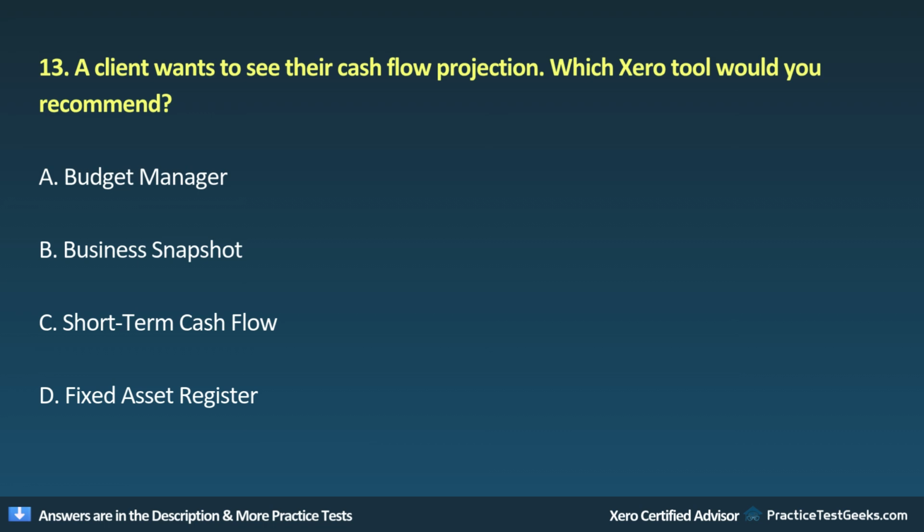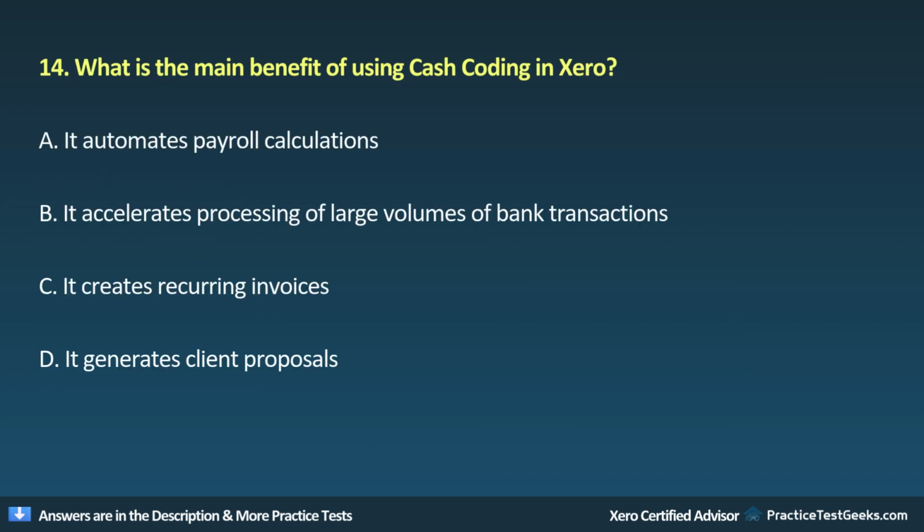Which Xero tool would you recommend? A. Budget Manager. B. Business Snapshot. C. Short-term cash flow. D. Fixed Asset Register. 14. What is the main benefit of using cash coding in Xero?